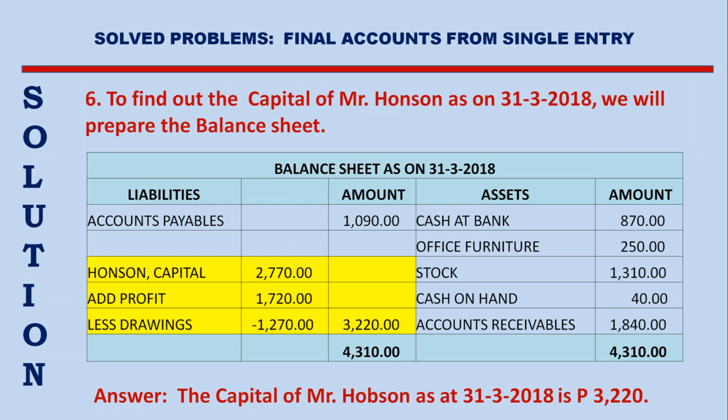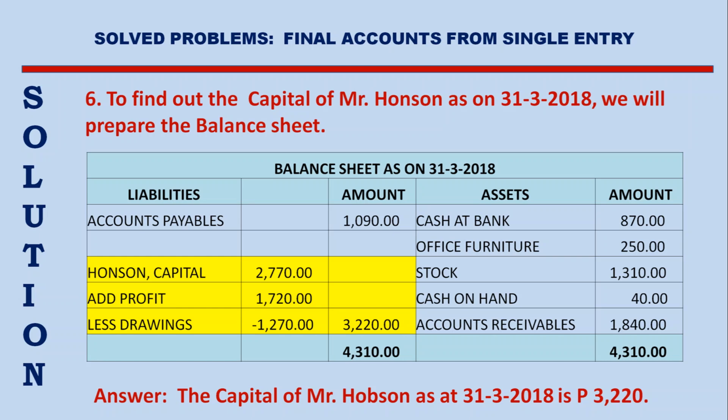The profit made during the year 2018 is 1720. 6. To find out the capital of Mr. Hobson as on 31st March 2018, we will prepare the balance sheet. On the asset side, cash at bank 870, office furniture 250, stock 1310, cash on hand 40, accounts receivable 1840, total assets 4310. On the liabilities side, accounts payable 1090.